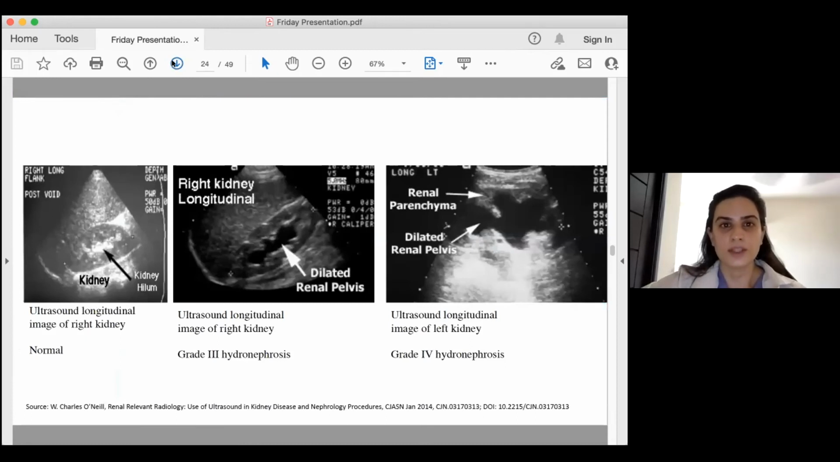Just more images in terms of ultrasound. We have a longitudinal image or projection of the right kidney. It appears normal. We are able to visualize the ileum, the wider aspect of it. Here, an ultrasound of a longitudinal image of the right kidney, grade 3 hydronephrosis with a dilated renal pelvis, and in grade 4, where the renal parenchyma is quite compromised, and there is a very large dilation of the renal pelvis, and this indicates a grade 4 hydronephrosis.